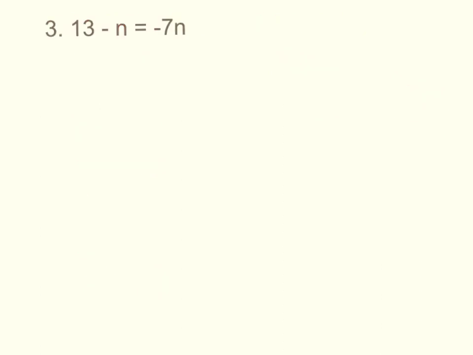Number 3, 13 minus n equals negative 7n. I'm going to show you two different ways to do this. Please, please be careful because this is a very easy mistake that you shouldn't make, but a lot of people do. Some people are like, well, negative 7n, that's smaller, so I want to move that to the left. Plus 7n, plus 7n. That's fine. You're then equal to 13. 7n and a negative 1n is 6n.